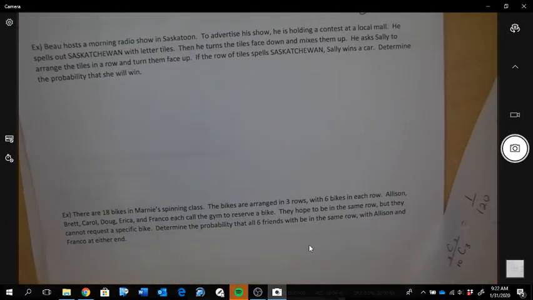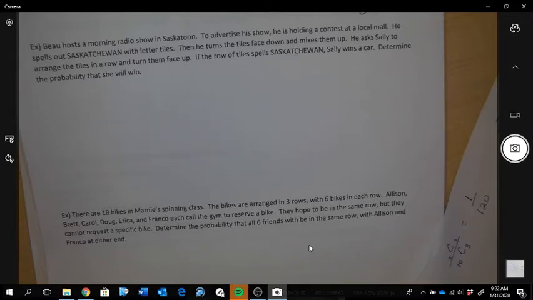Okay, next, Bo hosts a morning radio show in Saskatoon. To advertise his show, he holds a contest at a local mall. He spells out Saskatchewan with letter tiles. Then he turns the tiles face down and mixes them up. He asks Sally to arrange the tiles in a row and turn them face up. If the row spells Saskatchewan, Sally wins a car. What's the probability that she'll win?